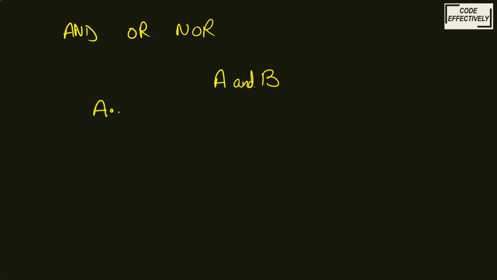A dot B. It means we will find out all the possible combinations of A and B. When A and B are combined together, A can have 0, 0, 1, 1, whereas B can have 0, 1, 0, 1. No other permutation you can form now.